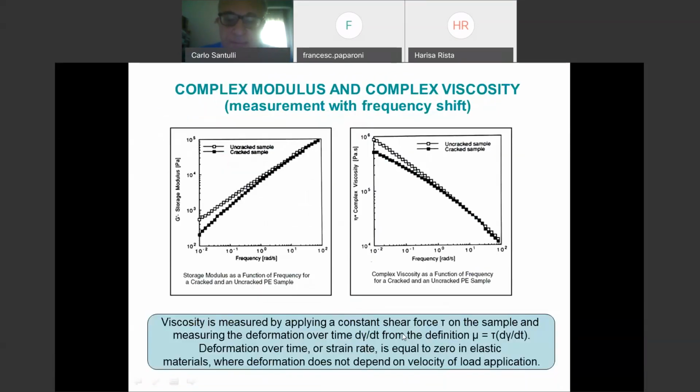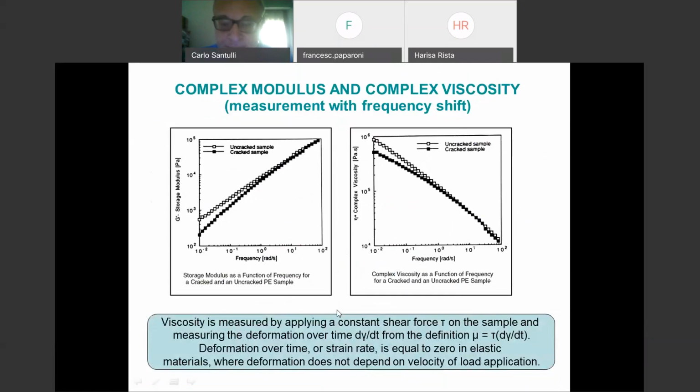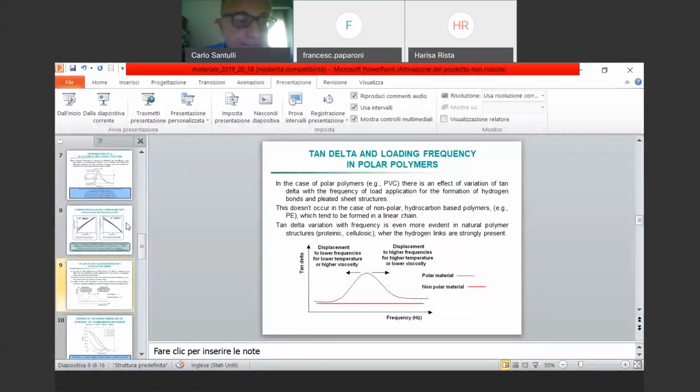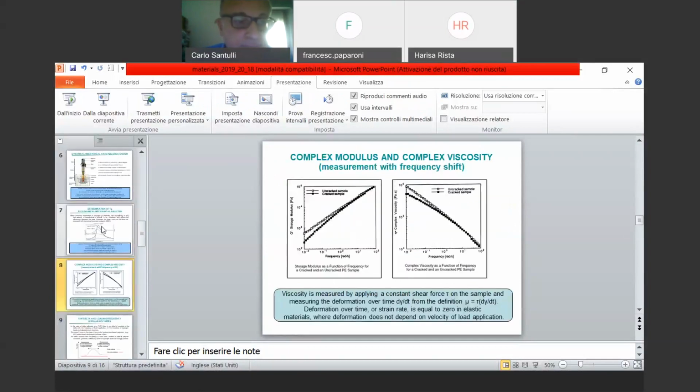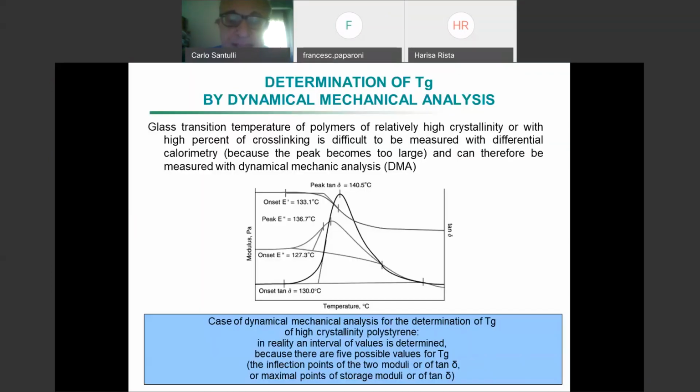This is not polyethylene. Of course, it's not polyethylene, it's a polystyrene, because polyethylene would have a very low TG. So you have this high crystalline polystyrene, and you have the determination of the TG at high temperatures.